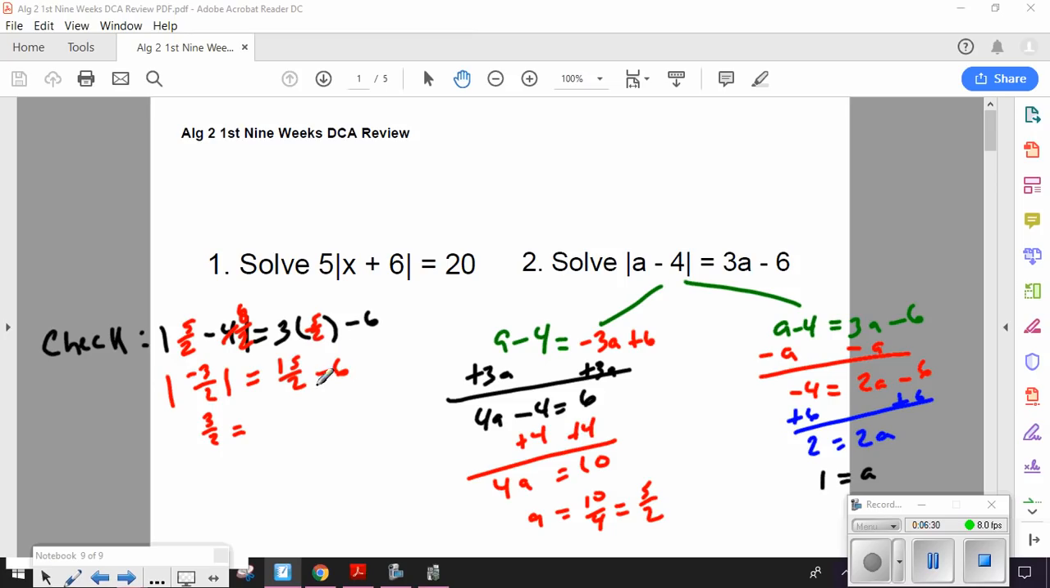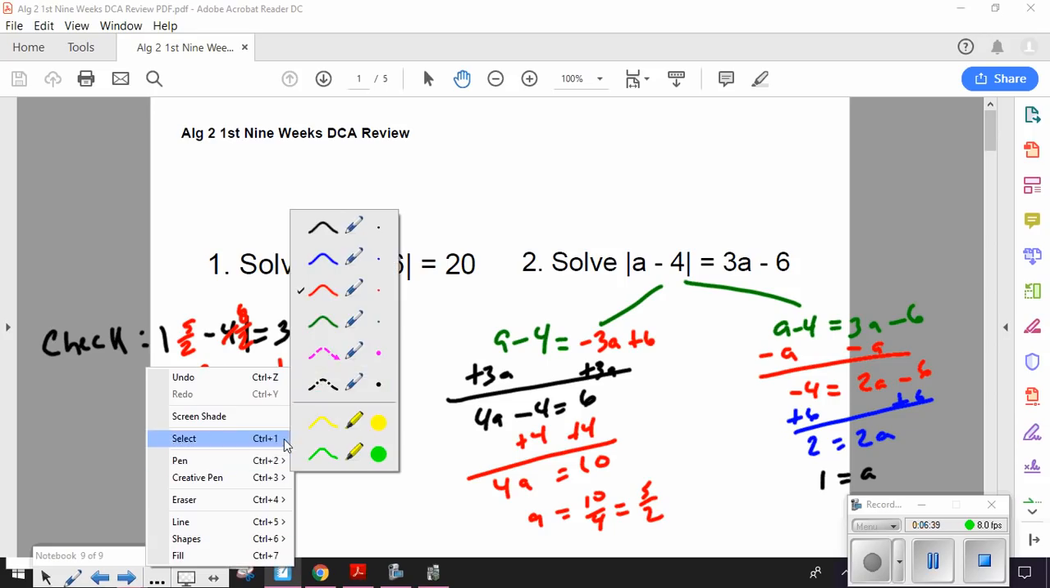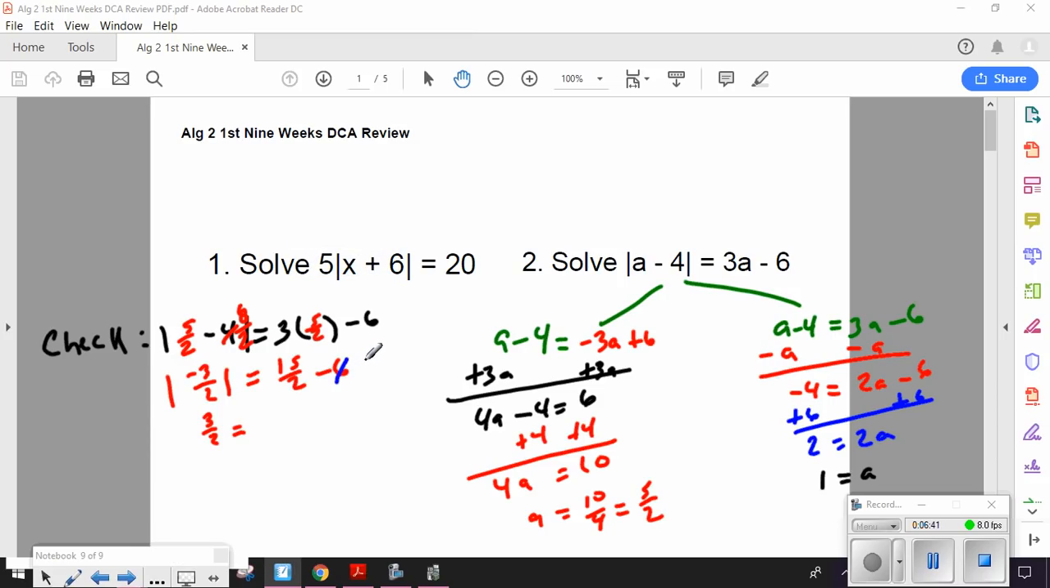And then in order to combine 15 halves with 6, I would need a common denominator again. So this ends up being 12 halves. So 15 minus 12 is 3 halves. So that one works out. 5 halves does work out.